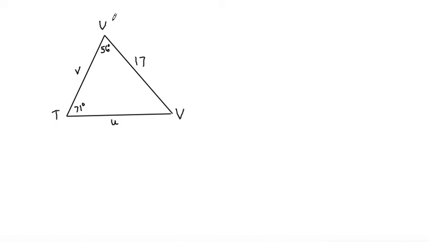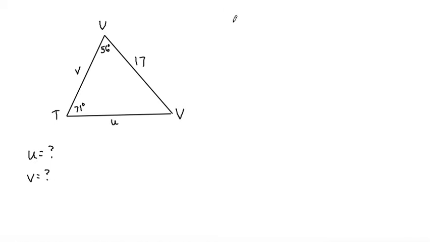Okay, so here we have a problem of a triangle that we need to solve for side length u and side length v. So I would notice that here we know an angle and its opposite side length, and we have the angle opposite the u side length that we're looking for. So let's use the sine law.